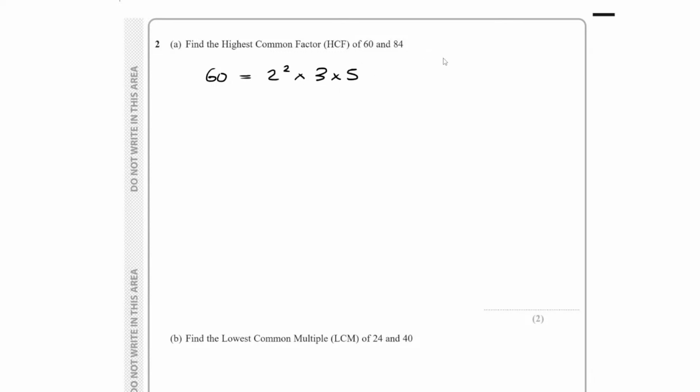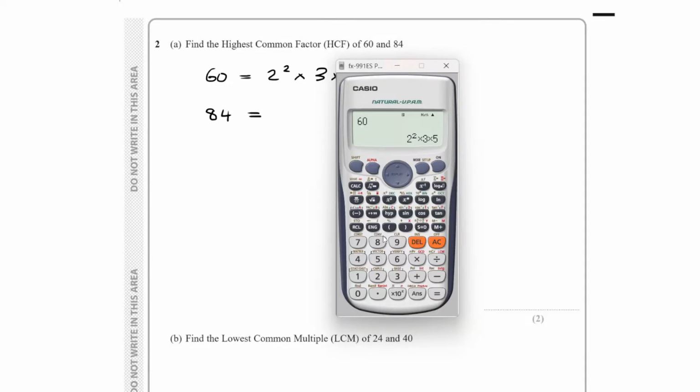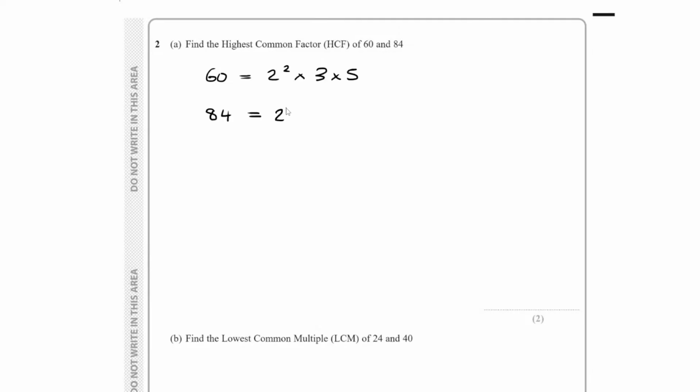If it's just a product of prime factors question, you would have to put some kind of working in the middle, if that makes sense. You can't just write the answer straight, because otherwise you won't get the 2 marks. But this one's obviously highest common factor, so that's fine. I would do the same obviously for the 84. Might as well save us some time. Fact, and then 2 squared times 3 times 7.